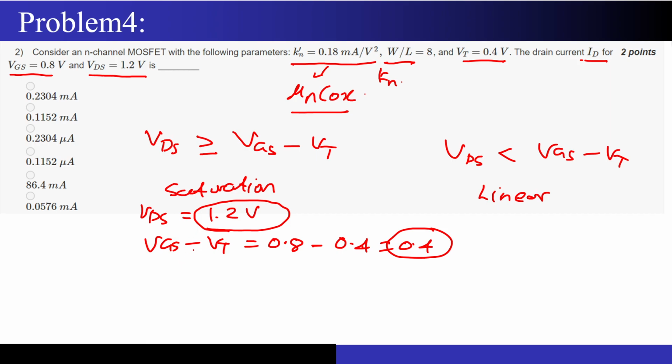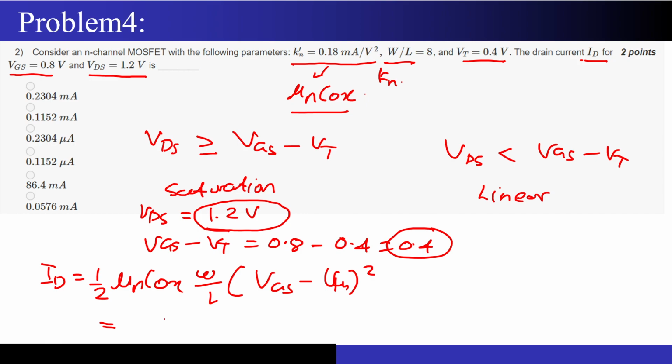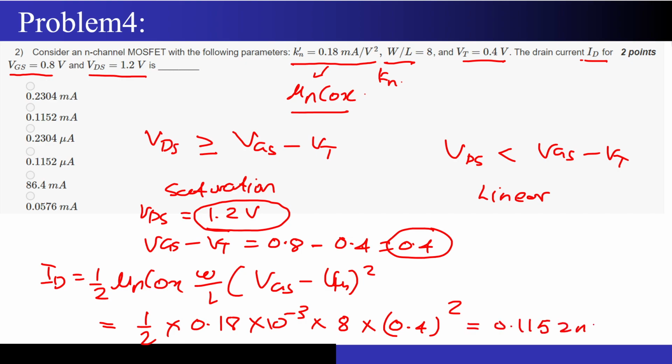So now I will use the formula for the saturation region. What is the formula? ID is nothing but half mu Cox W by L times Vgs minus Vth the whole square. Now let me start substituting everything. The value of mu Cox has been given as 0.18 milliamperes per volt squared. W by L has been given as 8. And Vgs minus Vth we just found out to be 0.4, and it is squared. So if you calculate this value, it will come out to be around 0.1152 milliamperes.